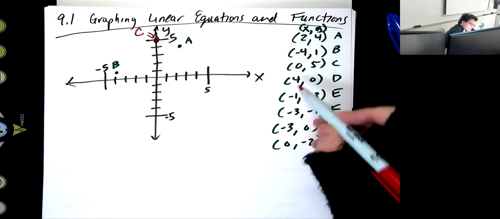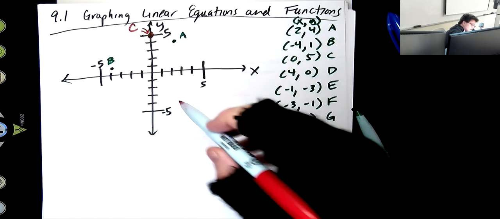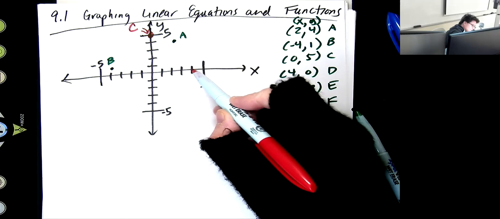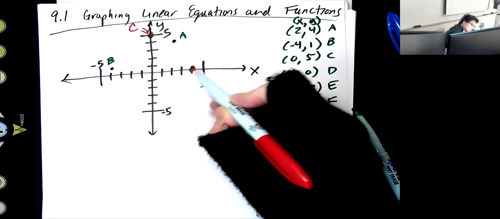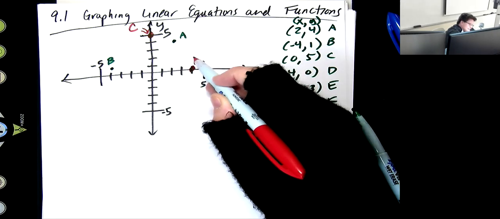For (4, 0), I go right 4, and then I go up or down 0. I don't shift past there. So that's my D.